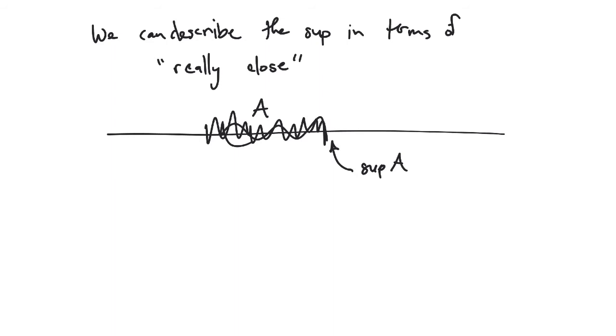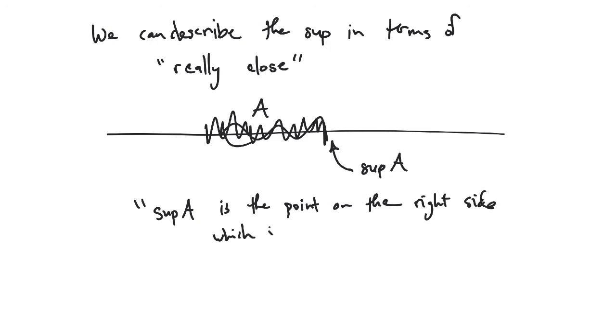And I'm going to say, informally speaking, and this is what the theorem is going to say for real, but in informal language here, something like: the sup of A is the point on the right side. The inf would be the one on the left, but the sup is the point on the right side, which is, could we say, really close to A, right? It's the point on the right side which is as close as you can get to the points of the set A, all right? That's the intuitive notion of what the sup represents.